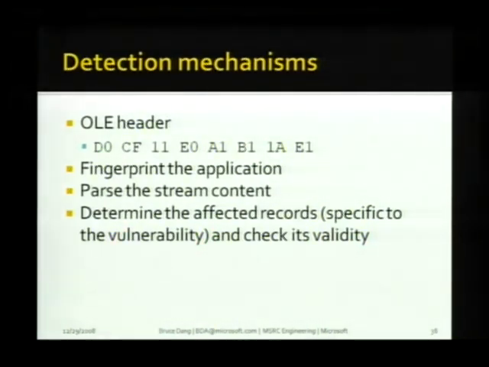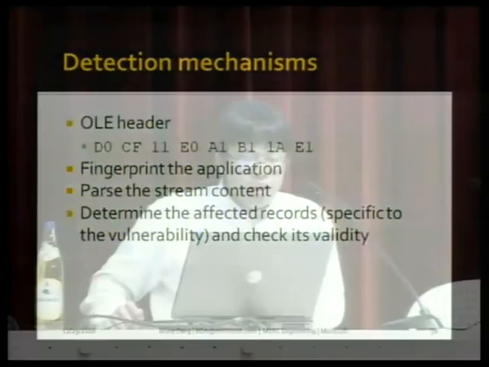For example, if you see an OLE file with the stream name PowerPoint Document stream, then that's most likely PowerPoint. If it's Excel, they'll have workbook streams. If it's Word, you see a Word Document stream. So based on that, you can determine whether the application is Word or whatever. And then you parse the stream content like I showed you earlier. And then you determine the affected records.